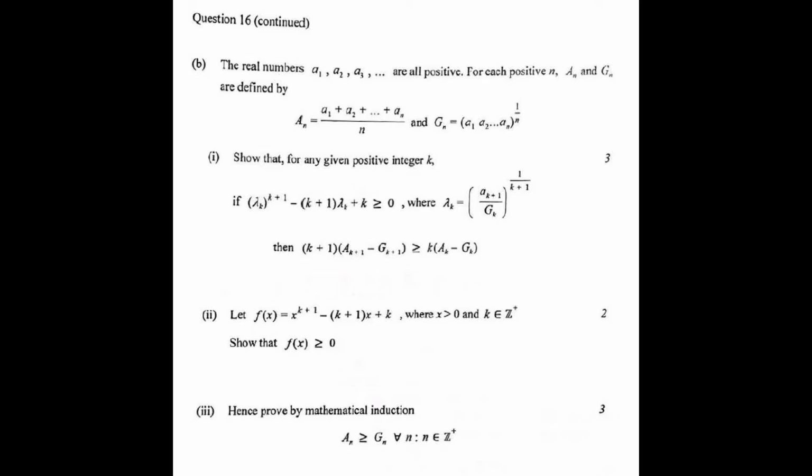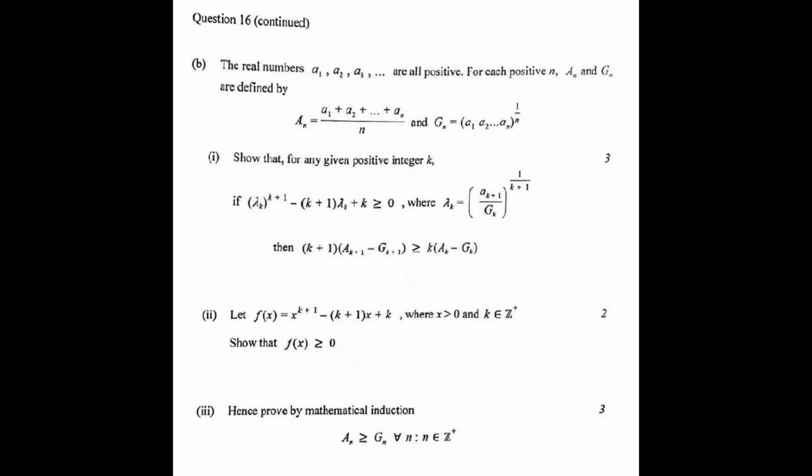The setup to the question says that the real numbers a1, a2, a3 and so on are all positive, and for each positive n we have a capital An and a capital Gn defined as: capital An is equal to lowercase a1 plus a2 plus and so on up to an, all divided by n. And then we have the capital Gn as being equal to a1 times a2 and so on, all the way up to an, to the power of 1 on n. So basically arithmetic mean and geometric mean, which is, I guess, what the capital A and capital G stand for.